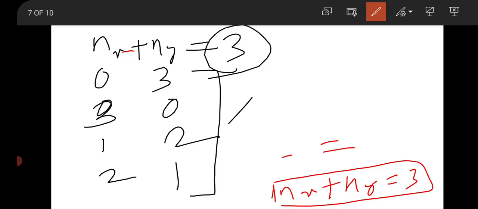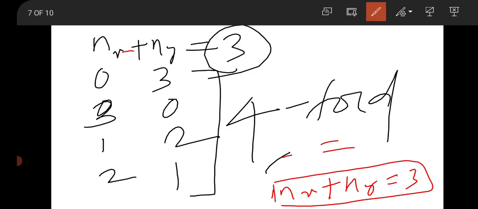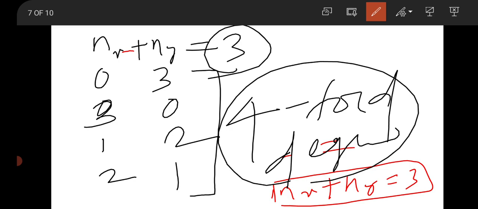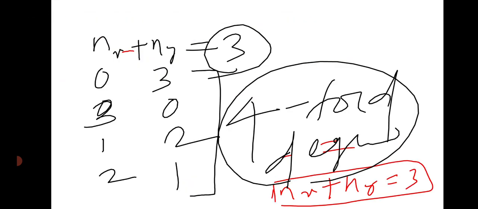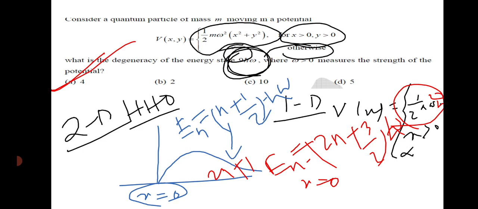So the system will have 4-fold degeneracy. So the correct answer, that is the fold of degeneracy, will be 4 for the question. So option A will be the correct answer. I hope you enjoyed the question and got the solution, how I solved it. I think you got the way to solve this question now. Okay, so move to the next question.